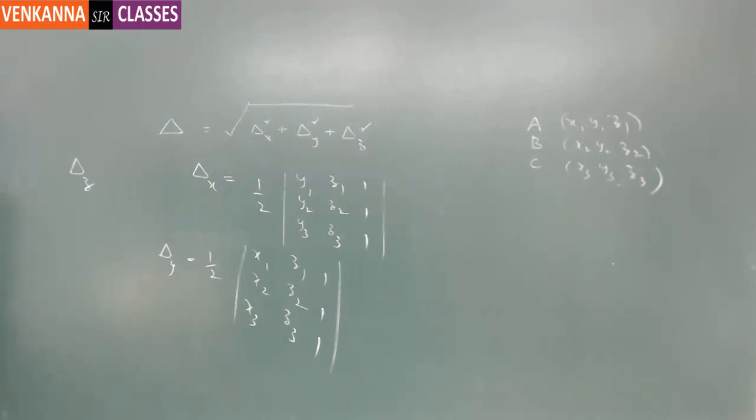Did you observe the pattern? Delta x means in the 3 coordinates I have removed x, I considered yz only. Delta y means in the 3 points I removed y, I consider xz only. Similarly, delta z, can you write? So delta is nothing but area of the triangle given by square root of delta x square plus delta y square plus delta z square. Please take a note of it.